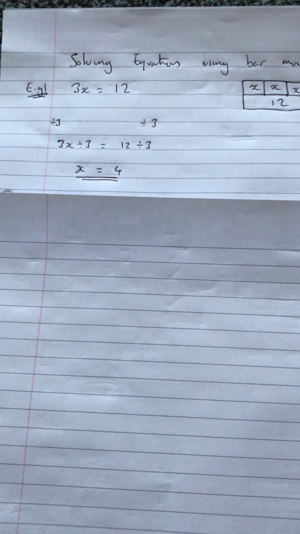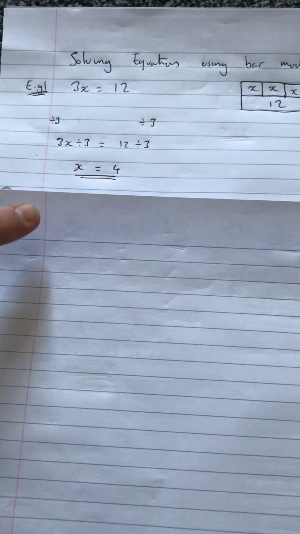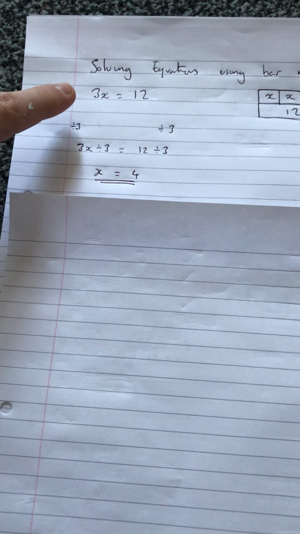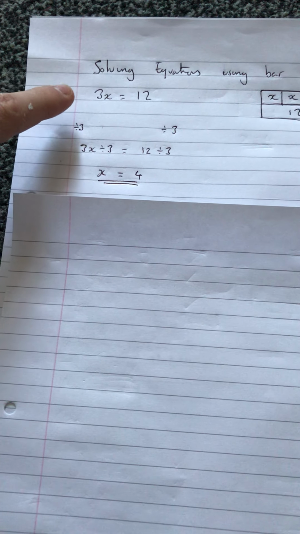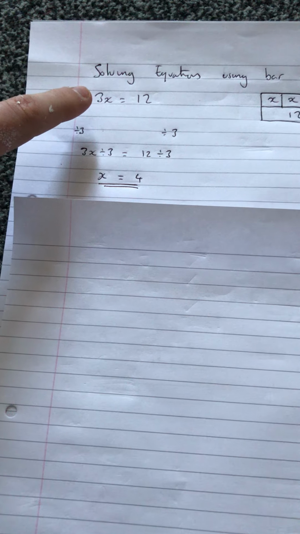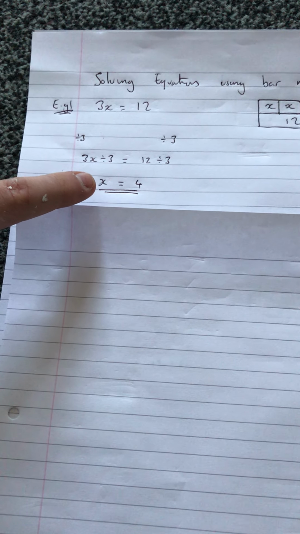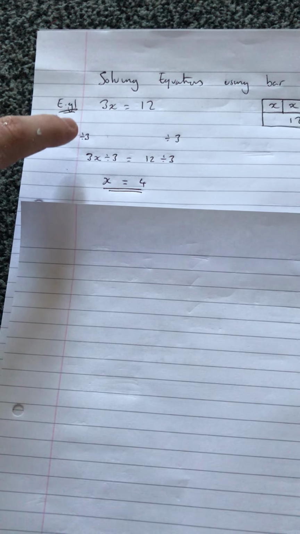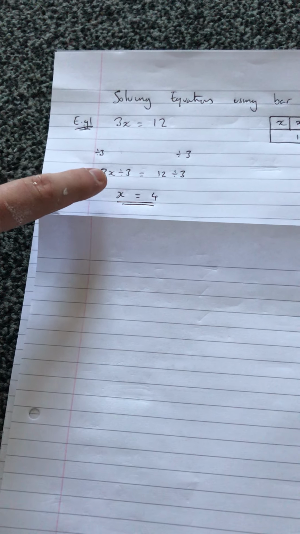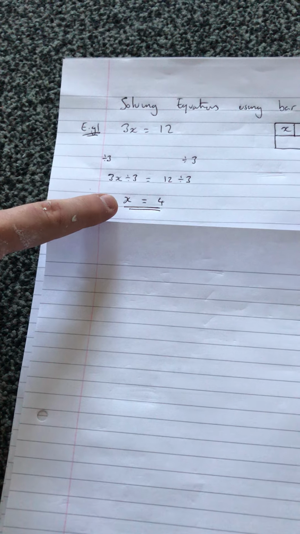So if we just look at the formal working here, okay, I know that I've got 3 unknowns, but if I want to solve an equation, I want to know what a single unknown is worth. So if I've got 3 lots of something and I want to get down to 1 lot of something, I can divide by 3. So I can do 3x divided by 3, and it gives me x.